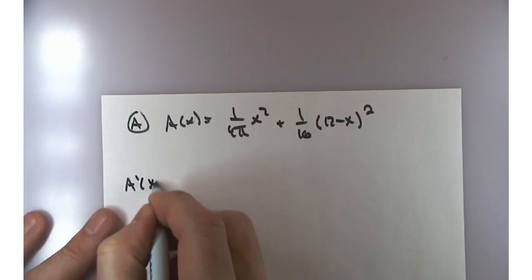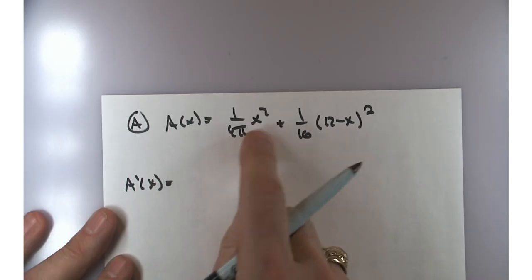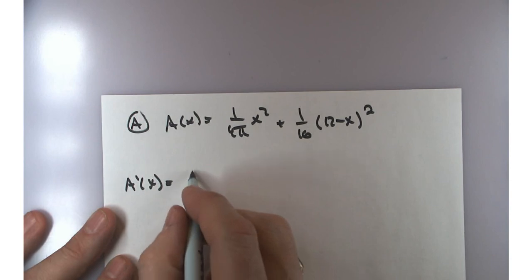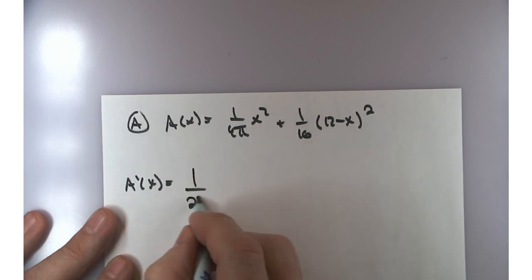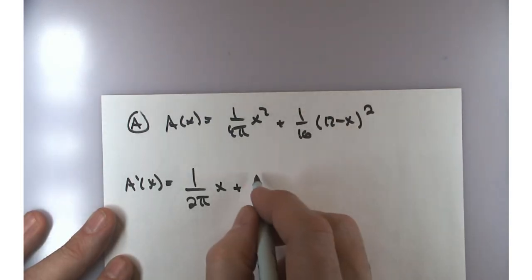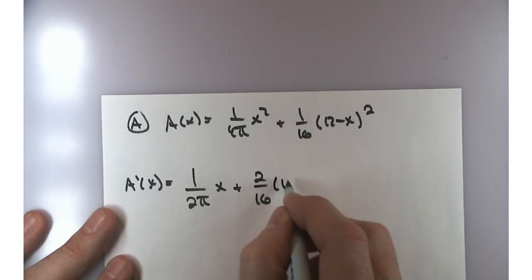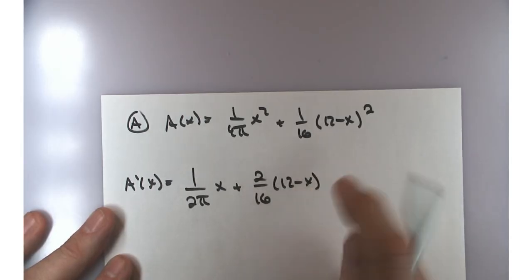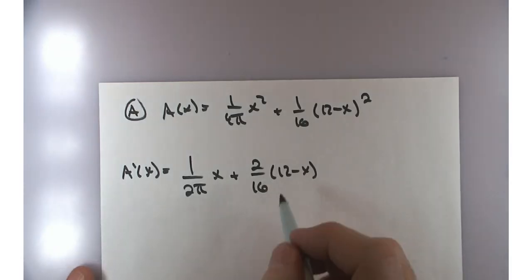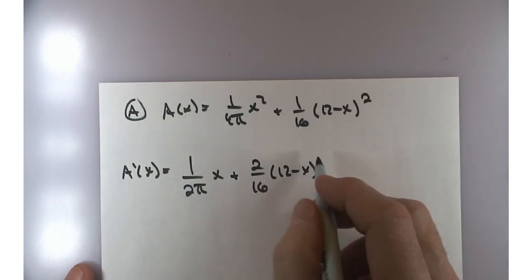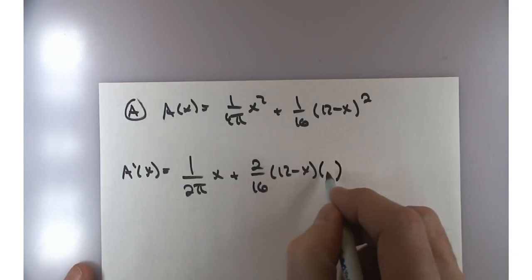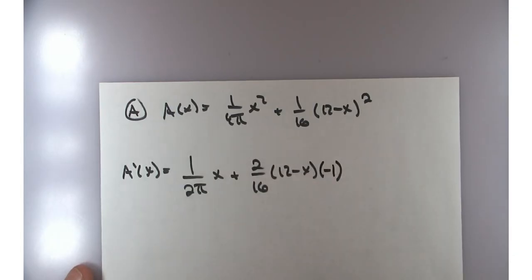A prime of x. Well, this is just a constant, so we'll differentiate the x squared. The 2 is going to come out in front. It'll cancel with one of the factors of 2 in the denominator: 1 over 2 pi times x plus 2 over 16. I know that's 1 over 8, but I'll just leave that there for the moment, times this. Almost. What am I missing here? Derivative of the outside is 2 times this, times the derivative of the inside. The derivative of the inside is negative 1. So you've got to be careful with that.